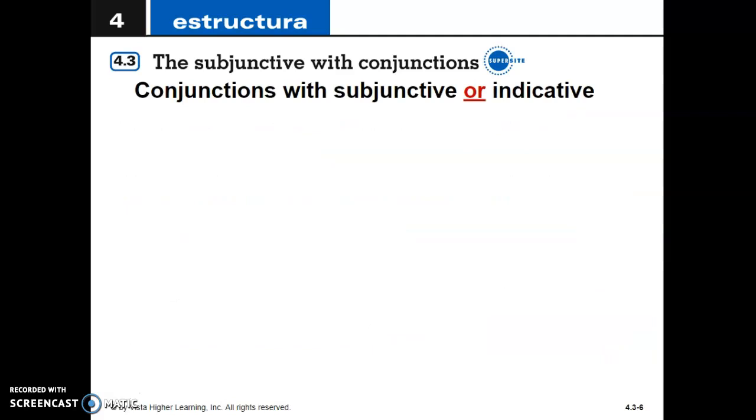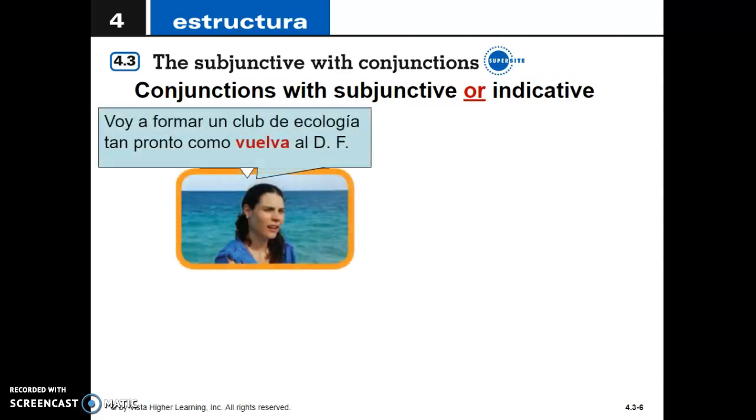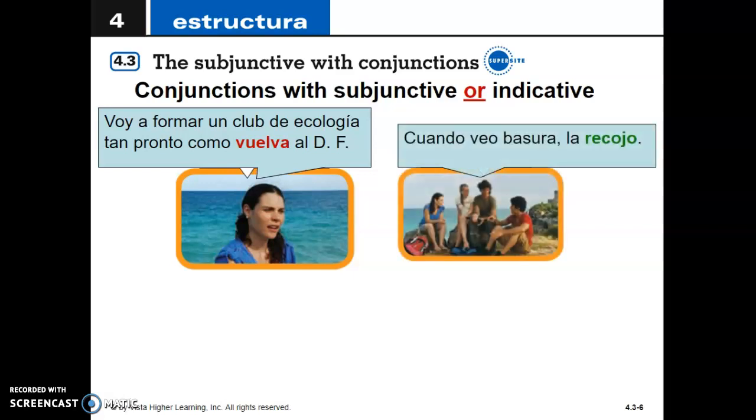Not trying to tear up your whole entire world, but that list we had before was of conjunctions that always, always, always need the subjunctive after them. This one may or may not be followed by the subjunctive. It may be followed by indicative. Here's some examples from la fotonovela. Voy a formar un club de ecología tan pronto como vuelva al DF. Cuando veo basura, la recojo.